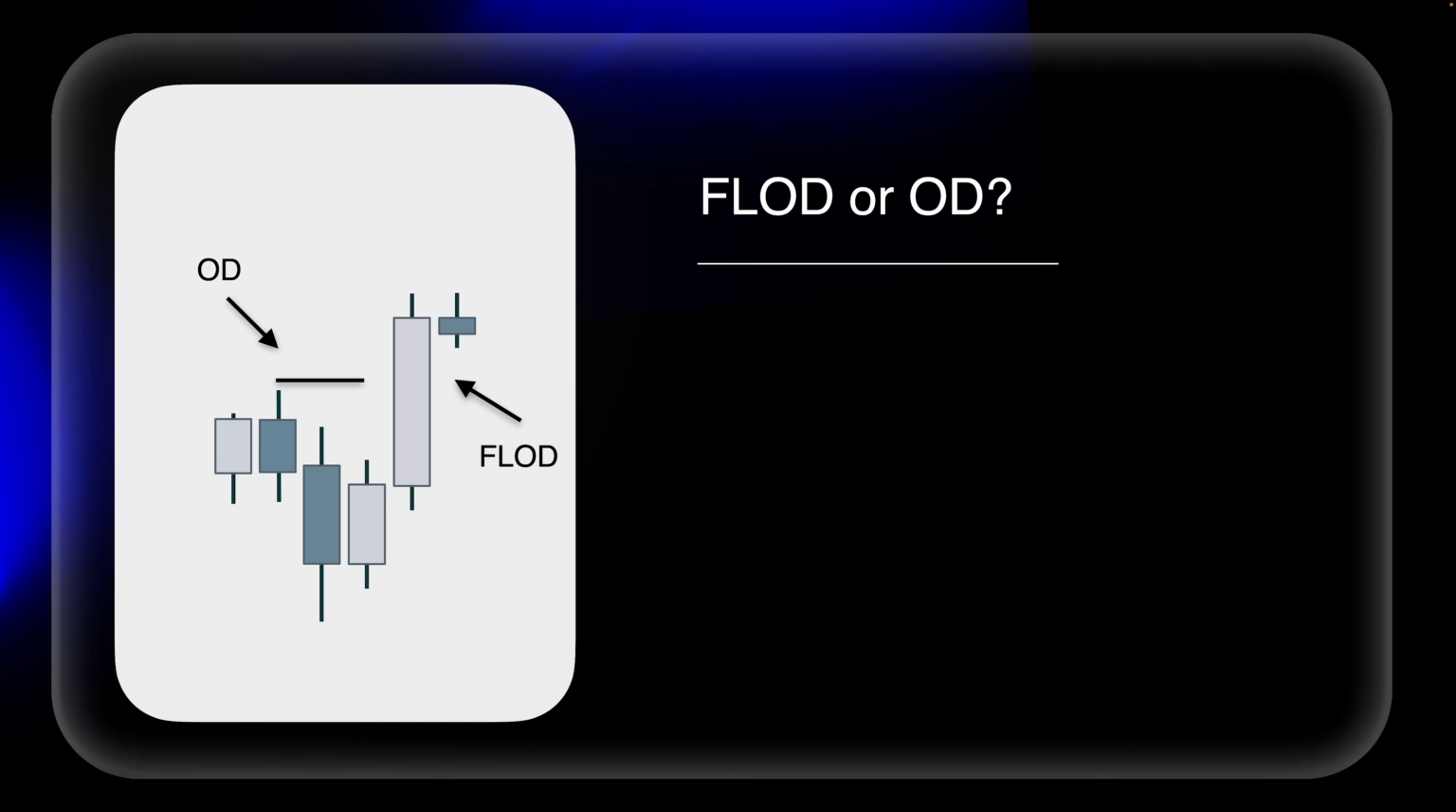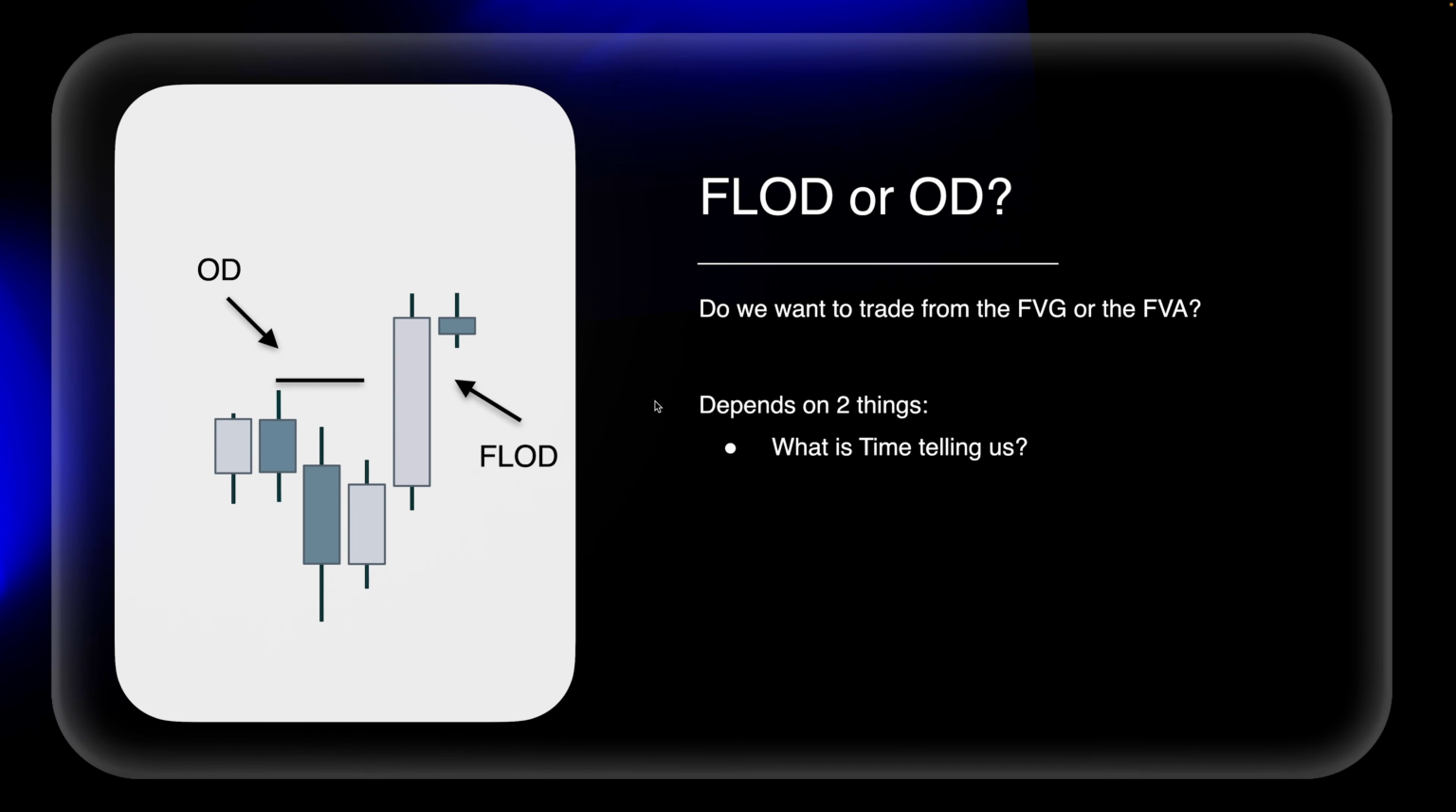But let's assume the first line of defense is the fair value gap and the overlapping defense is the fair value area. Then, do we want to trade from the fair value gap or the fair value area? So where are we going to place our entry? But more importantly, where are we going to look for our entry confirmation if this is on the higher time frame? That depends on the following two things. The first one is, what is time telling us? What do I mean by that? Well, time is something we are going to go over not in the next video, but the one after that. So we'll dive into that in the time video.